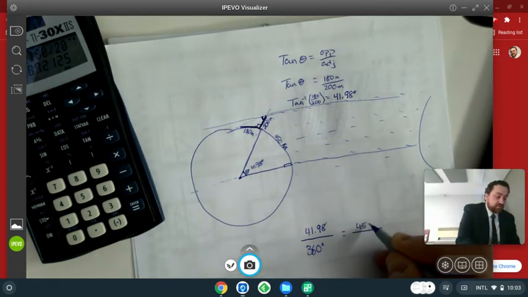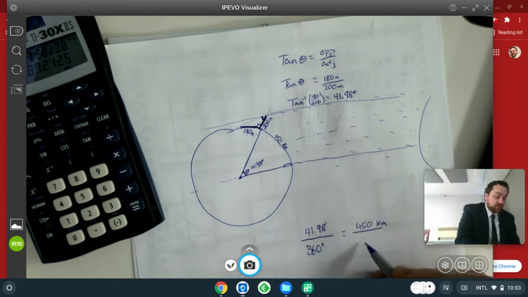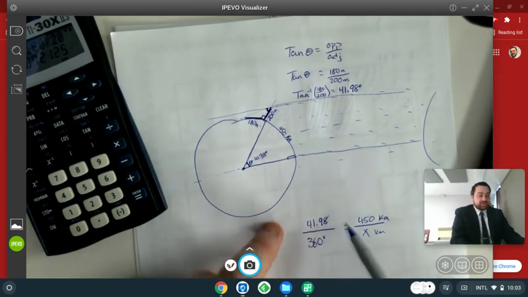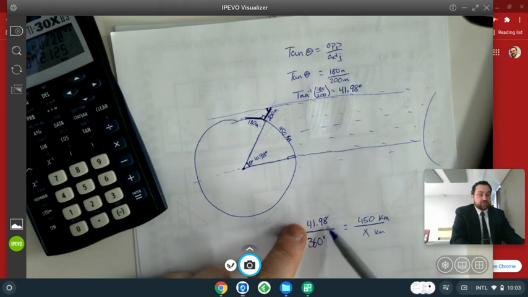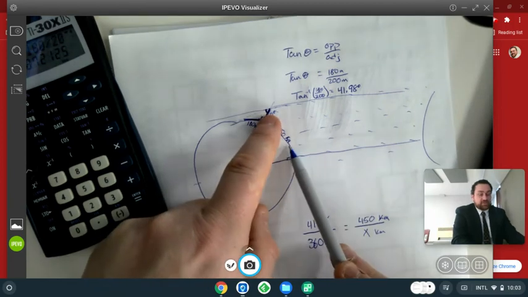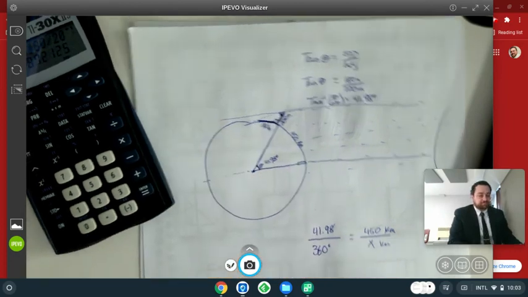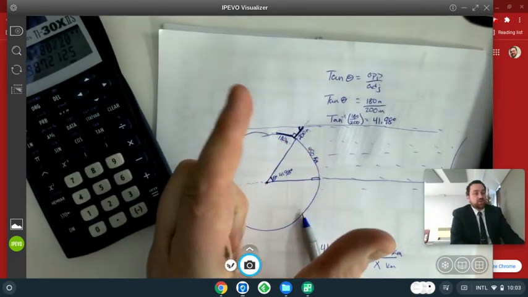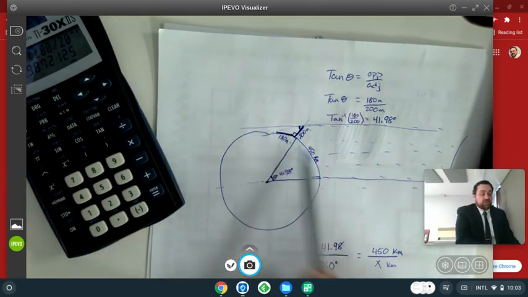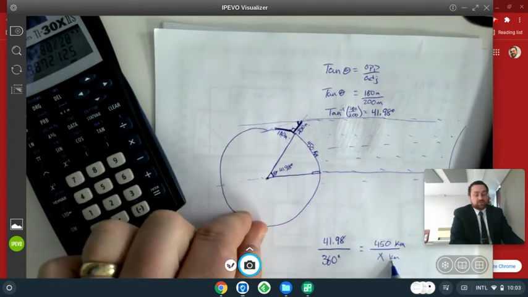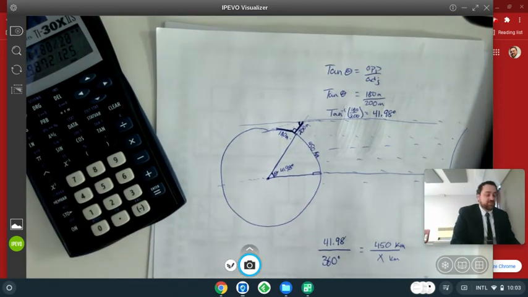So I'm going to write my 450 kilometers here. And what I'm looking for is the whole thing. So this is a proportion. This is a part of a full circle. So 41.98 is just a part of 360, and 450 kilometers is just a part of x, but I know it's a proportional part, okay? I know the bigger I open this angle up, the more of the circumference I know. So I want to open up 41.98 all the way to 360, and I want to open up 450 all the way to whatever the circumference is.